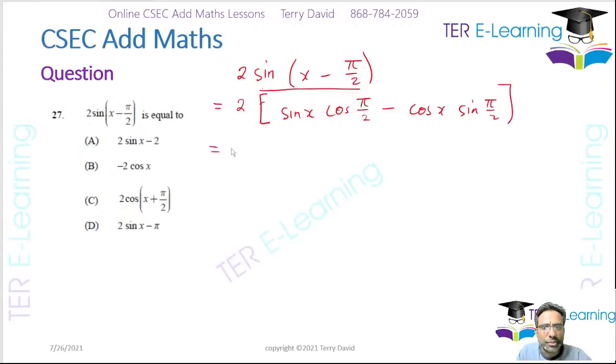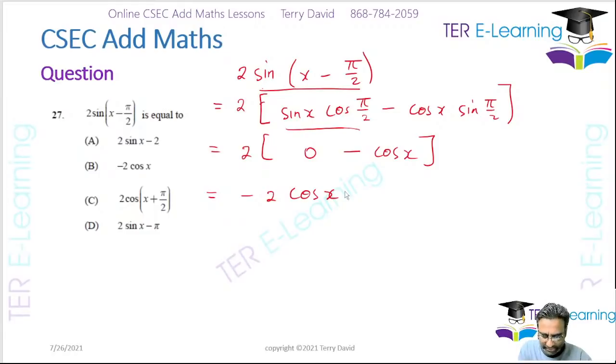so this is going to be 2 open brackets. Now pi over 2 is 90 degrees, so cos of 90 is going to be 0. So this part here is going to be 0. So this is 0 minus, and sine pi over 2, sine 90, is going to give me 1. So this here is going to be just cos x. So I'm going to end up with minus 2 cos x. So therefore, my answer is B. That's my answer.